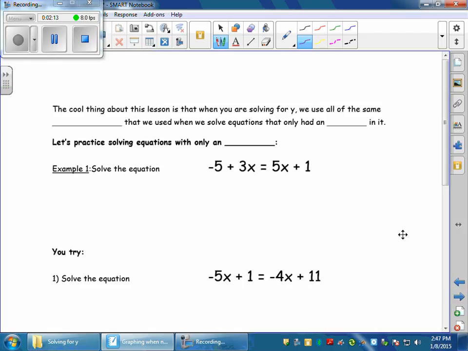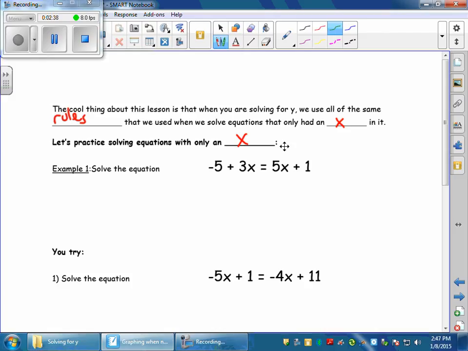So why don't you change to the next page, and I'll show you how to do it. Now the cool thing about this lesson is that when you're solving for y, we're going to use all those same rules that we learned when we solved equations that only had an x in it. So we're going to review some of that stuff. And that's what I start off doing here. Let's practice by solving equations with only an x.